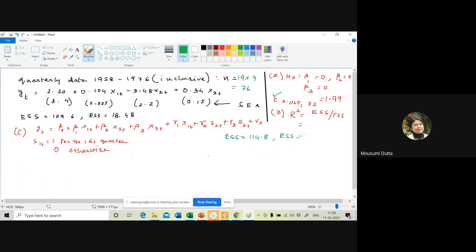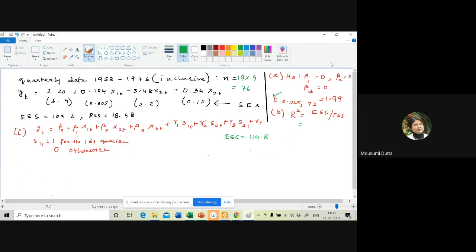This was only given. Test the presence of seasonality. So first rewrite the regression model if you incorporate three seasonal dummies.